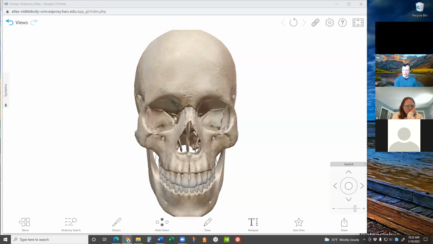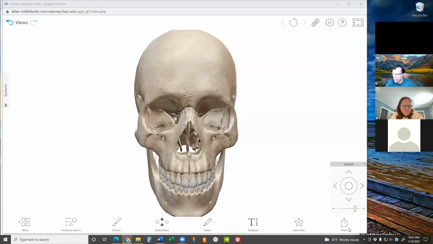Now, when I refer to substructures, it's also the same thing as landmarks. Substructures and landmarks are the same thing. A landmark or substructure is a piece of the bone. It is a region of the bone that you have to know.